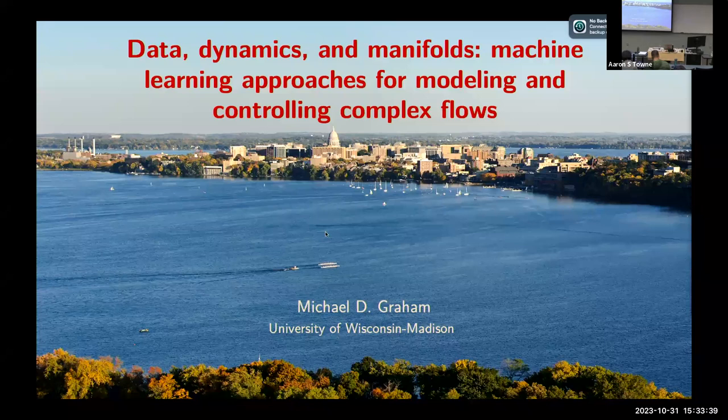So thanks everyone for coming. Thanks very much to Aaron for the opportunity to speak here. I've really had a great visit. It's been really fun talking with lots of people in the department. And Aaron actually was an undergrad at Wisconsin, so it was nice just chatting with him about Madison last night at dinner.